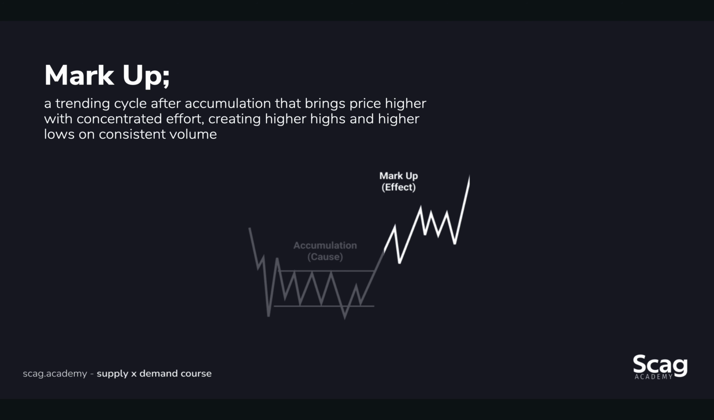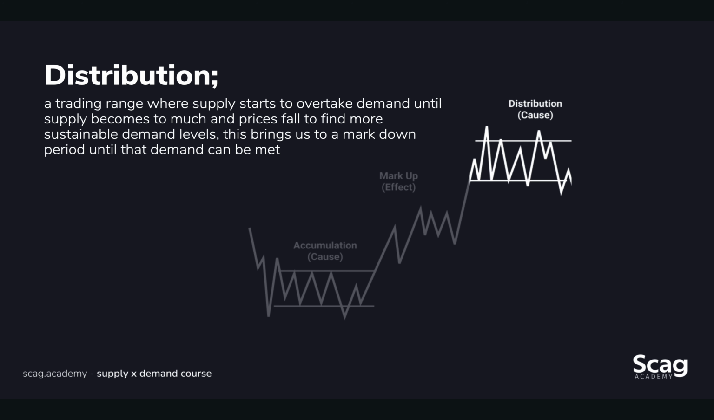As that markup phase continues, it will eventually lead us to the third phase, which will be a distribution, a range where supply starts to overtake demand. This is basically the opposite of accumulation, where supply contracts against demand. Here, that supply starts to overtake demand until the supply becomes so much that prices have to fall to find more sustainable demand levels. So this ultimately brings us to the opposite of the markup, the markdown period, until substantial demand can be met.